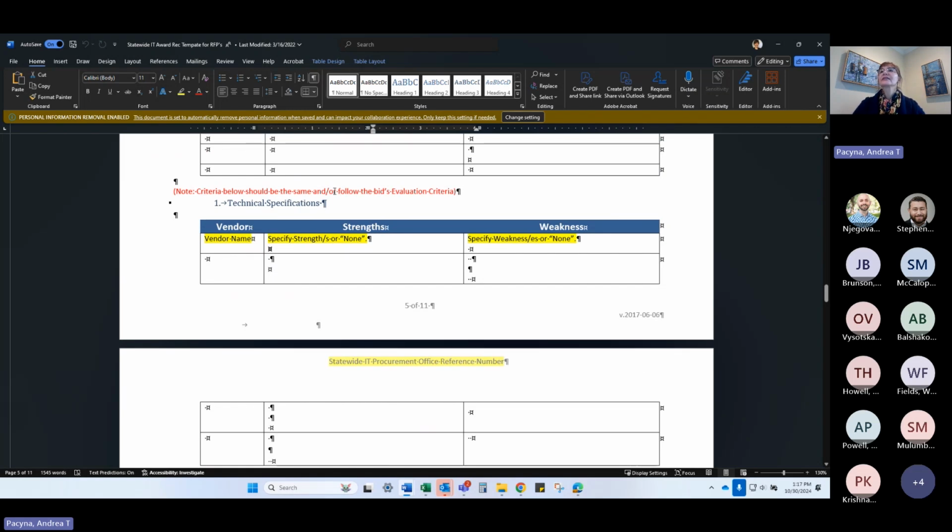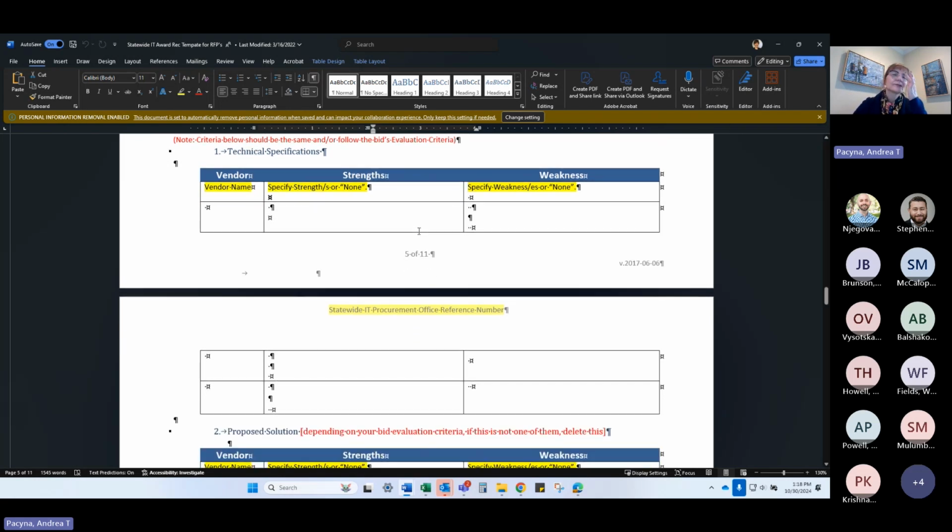This criteria below should be the same as the eval criteria. So if your first sentence is how well the vendor's offer compares to the RFP specifications, that's what this should say. And then the second one is how they compare. Always make sure they're evaluating just in accordance with the criteria that was posted in the RFP.